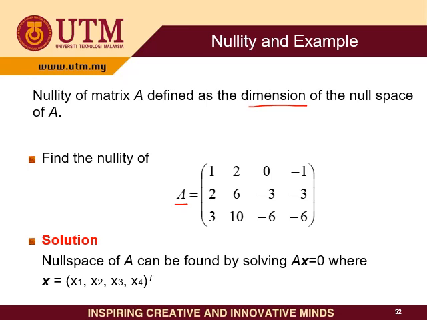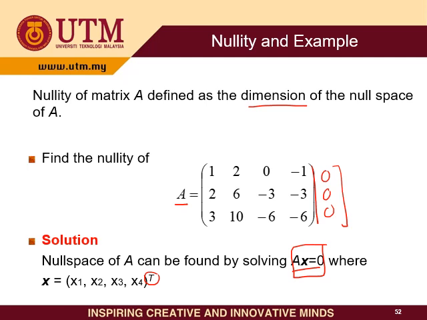So the solution is, first you must know that the null space of A can be found by solving Ax equals 0, where x transpose means that it is actually a column, x1, x2, x3, and x4. So you should have it equal to 0. This is the simplified version. If you want to solve it in this form, this is our A, and it should be equal to 0. You should have one column like this equal to 0.